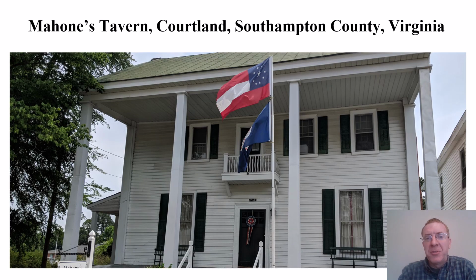Whites fled their houses, and this was the rallying point. It was called Mahone's Tavern, and it is still there in present day Courtland, Virginia. Of course, remember back then, Courtland was Jerusalem. And the small balcony up there is where you had two white residents who were armed, who were ready to start shooting at any group that started running at the house.